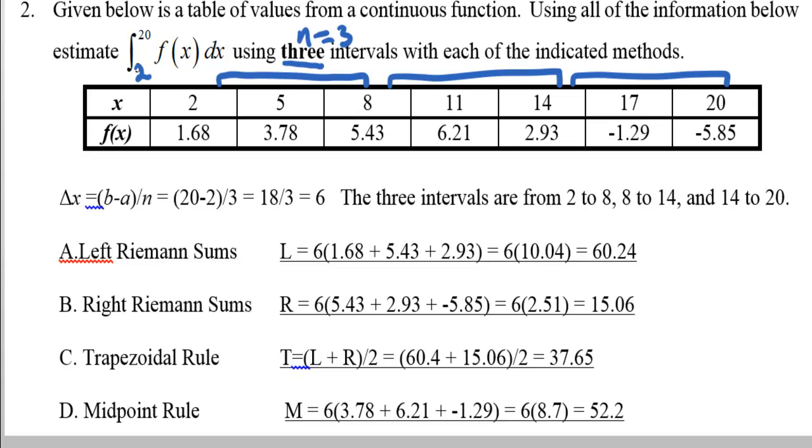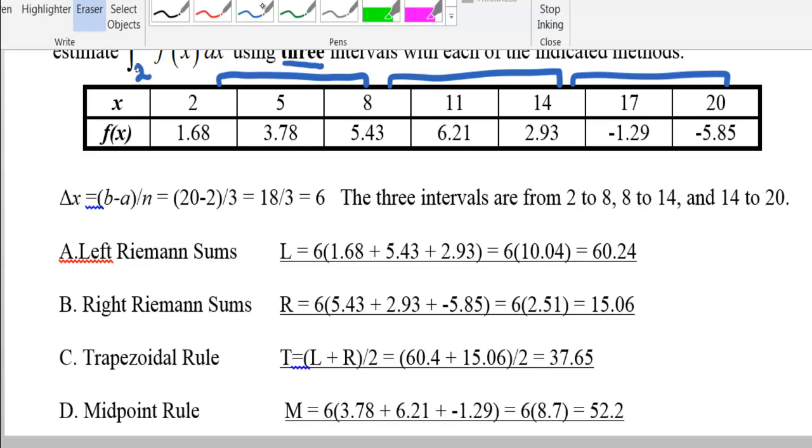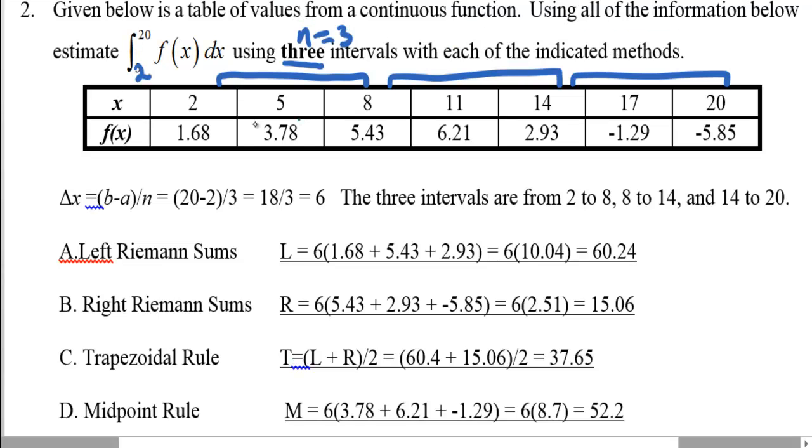Another way to do it is by doing the middle of the interval, and here we would use for the first interval, the middle of it is 5 for the x value, the corresponding y is 3.78, and for the second interval we use 6.21 for the height, and we use negative 1.29 for the y value on the last interval. Add those together, it's 8.7 times 6 for the delta x there, and that gives us 52.2.